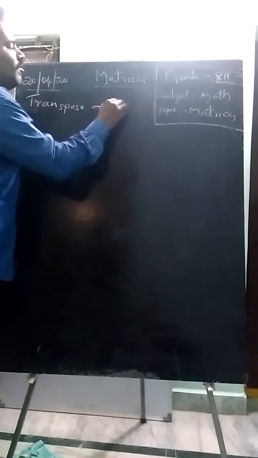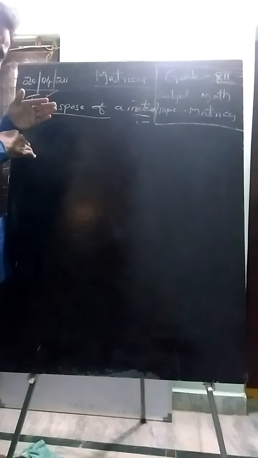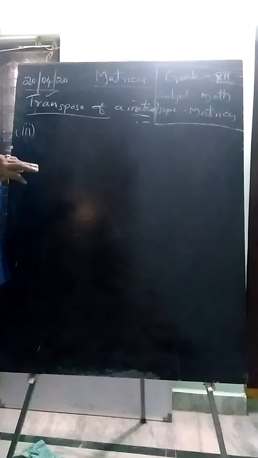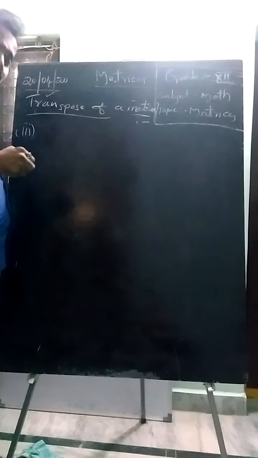As we discussed in the previous class, transpose of a matrix is nothing but interchanging rows and columns, rows into columns or columns into rows, any one, not both at a time. Now let me discuss the third property. We learned two properties: one is (A')' equals the given matrix A, and the next one is (A + B)' equals A' + B'.